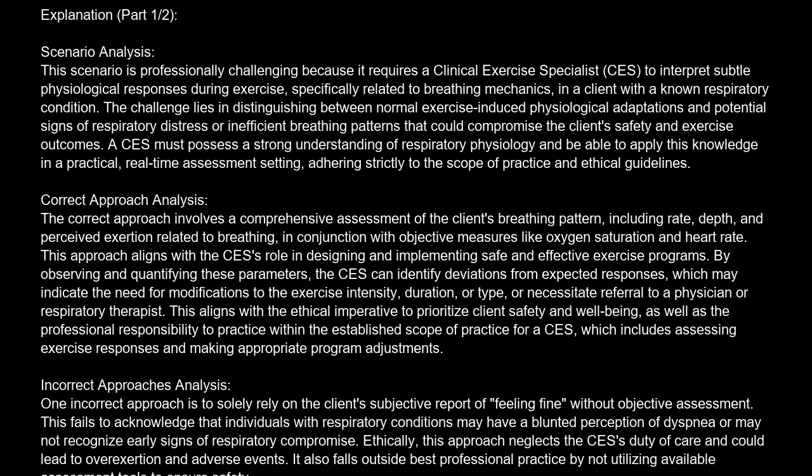A CES must possess a strong understanding of respiratory physiology and be able to apply this knowledge in a practical, real-time assessment setting, adhering strictly to the scope of practice and ethical guidelines.